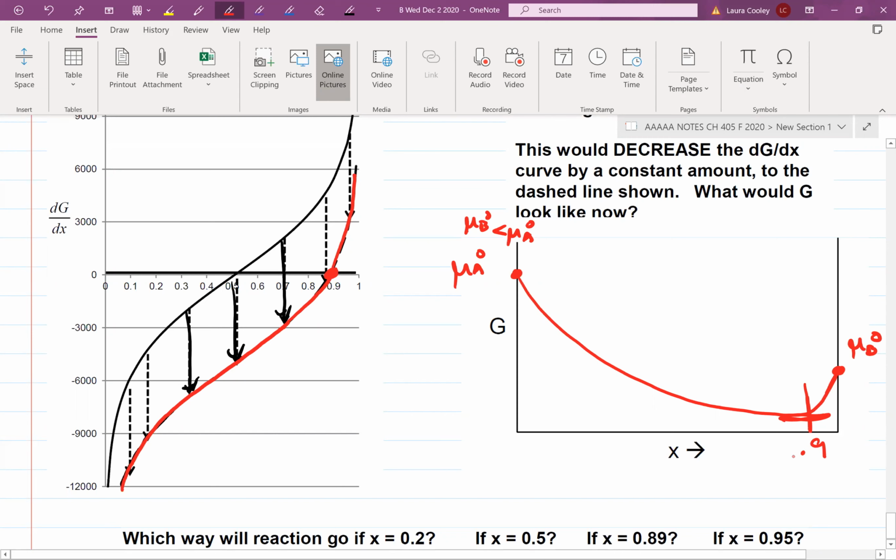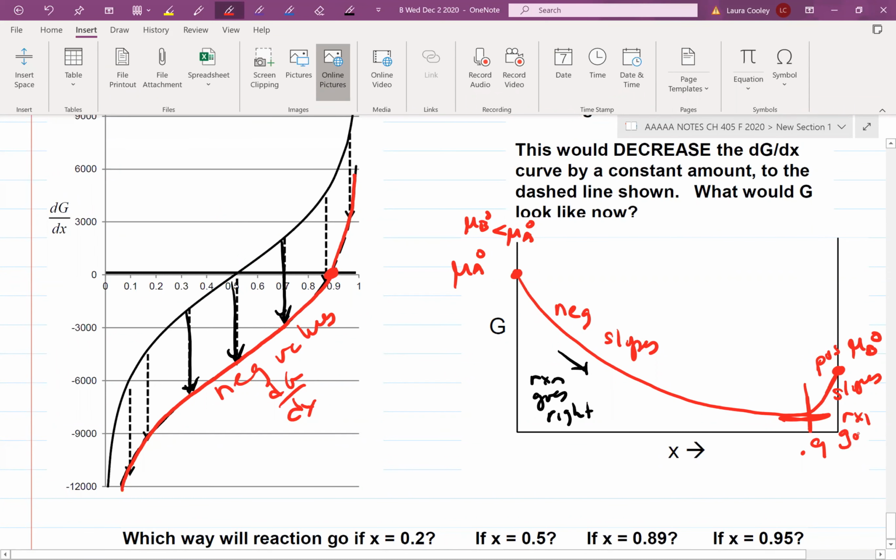Okay, so here I have negative values of dG/dx. So I'm going to have negative slopes. That means that this is going towards the products. It's going to the right. Here on the other side, I have a positive slope. Okay, so the reaction goes left. And here I have equilibrium.